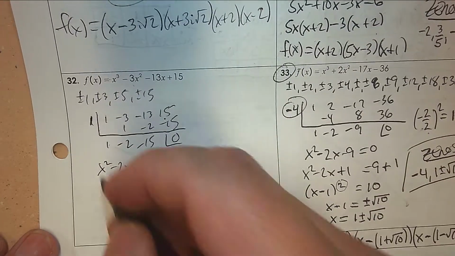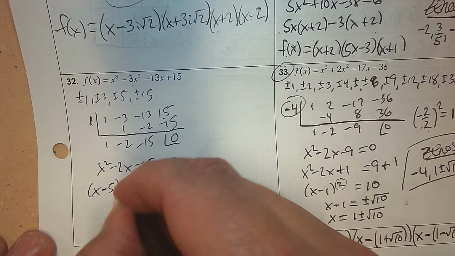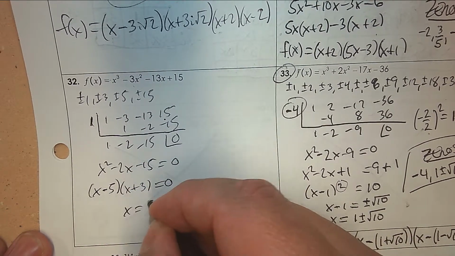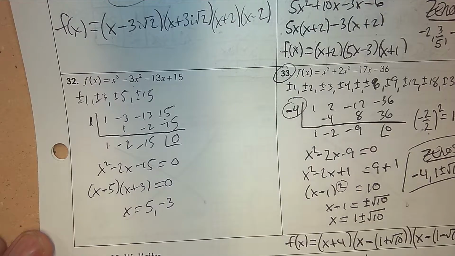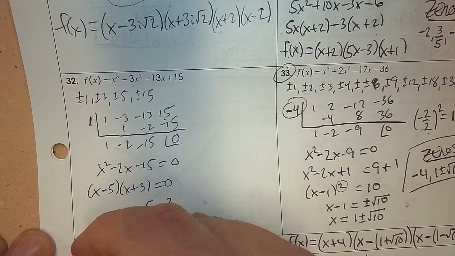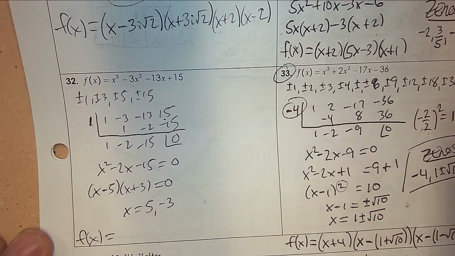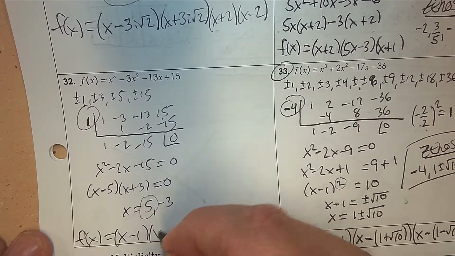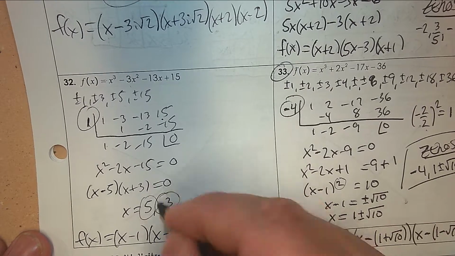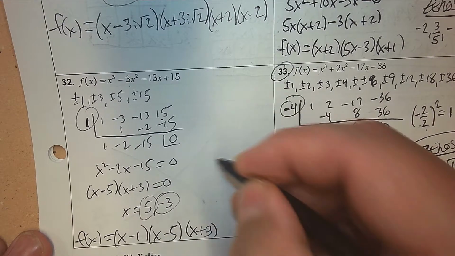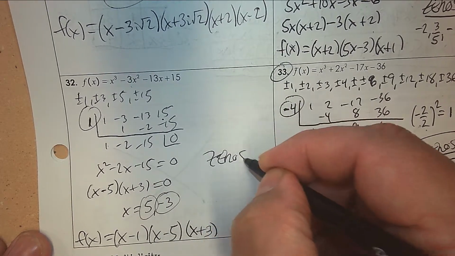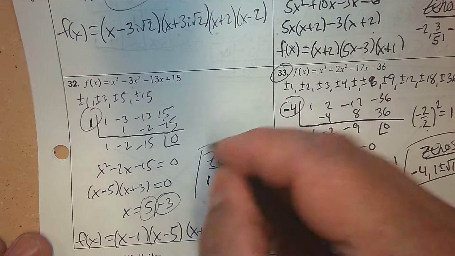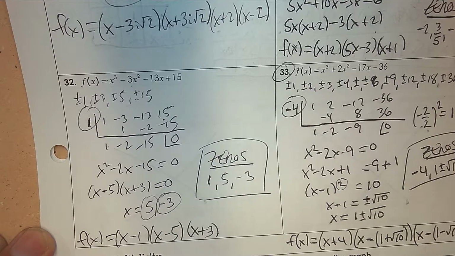So again, we can factor this. That's negative 5 and positive 3. And then when I solve it, you add 5 and subtract 3. So in factored form, positive 1 gives you x minus 1. Positive 5 gives you x minus 5, and negative 3 gives you x plus 3. And then if I wanted to organize this with the zeros, it would be positive 1, positive 5, and negative 3. So we have the factoring and the zeros.